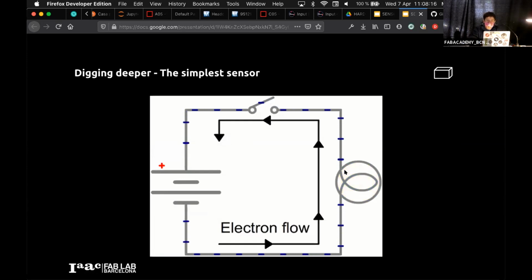So for me, the simplest sensor is called the switch. If we look from the perspective of the computer, or the sensing perspective, I want to know whether the switch is on or off. And I can know that because this light is on, right? It's not that I'm switching the switch on or off and because of that I am turning on the light. It's the opposite. I want to know when the switch is on or off by looking at the light.